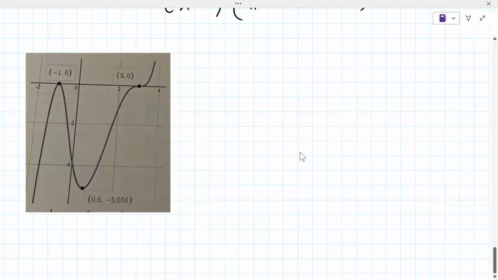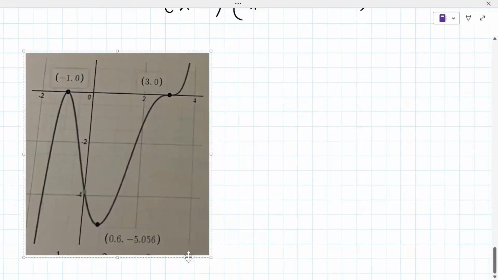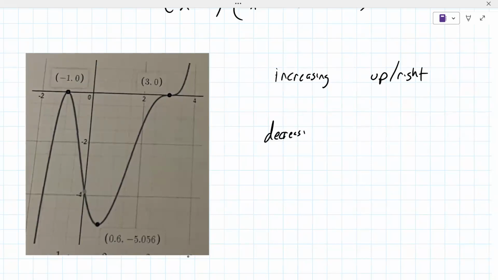Okay, do you want to do any more polynomial division or move on to other stuff like increasing, decreasing, asymptotes, stuff like that, which is what's here. Okay, so a graph is increasing if it's going up and to the right. It's decreasing if it's going down and to the right. You always want to look at these things from left to right.